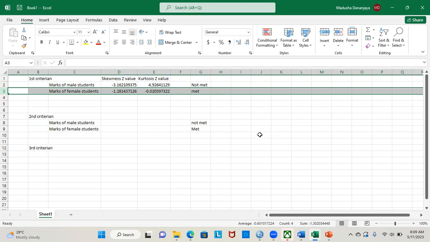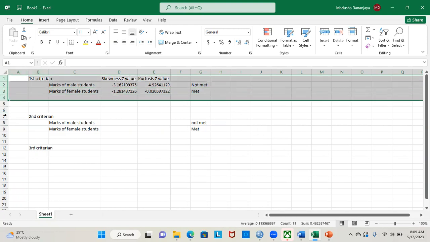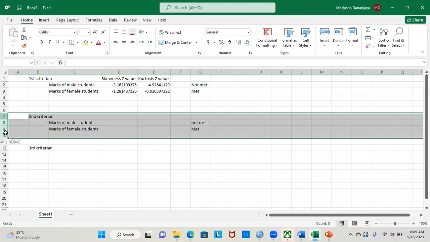So when you write in your research report, first talk about the first criterion, then you can talk about the second criterion, whether it is met or not.